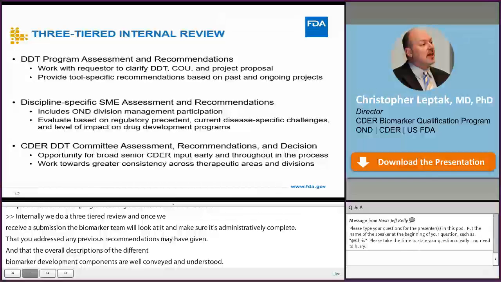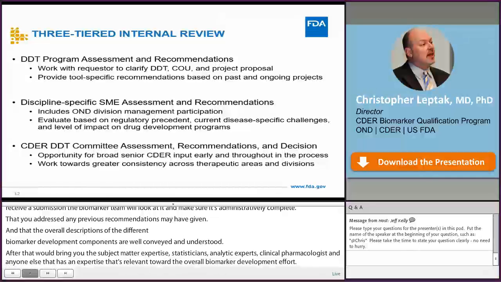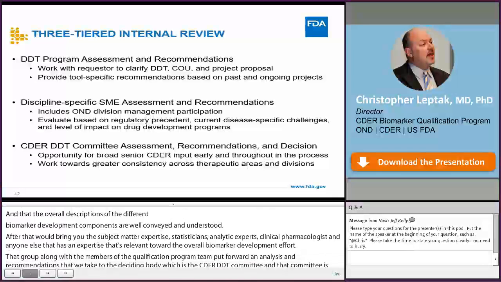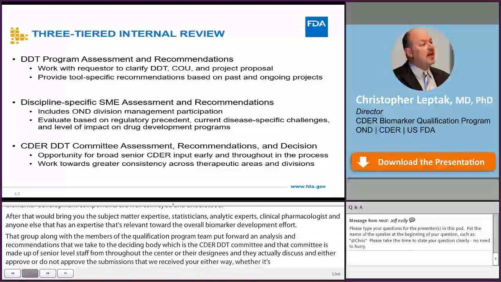That group, along with the members of the qualification program team, put forward an analysis and recommendations that we then take to the deciding body, which is our CDER DDT committee. That committee is made up of senior level staff from throughout the center or their designees, and they're the ones that actually discuss and either approve or do not approve the submissions that we receive. Either way, whether it's accepted or not, the outside party receives recommendations of how they could either improve the development effort or make certain amendments so that we can reevaluate the package as part of a submission in the future.